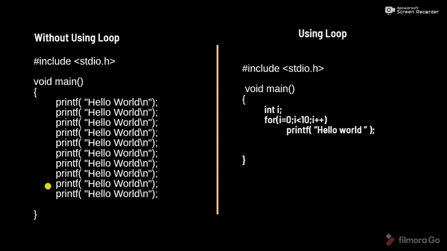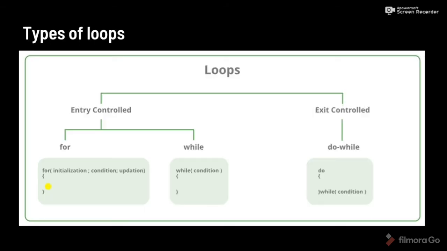Now in this video, we are going to discuss the different types of loops available in C programming. In C programming, we have mainly three types of loop: for loop, while loop, and do while loop. And these loops are divided into two categories. The first is entry controlled, and the second is exit controlled. In entry controlled, we have two types of loop, for loop and while loop. In exit controlled, we have one type of loop, the do while loop.